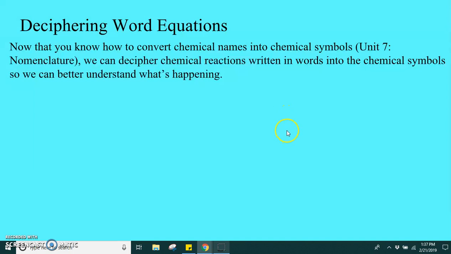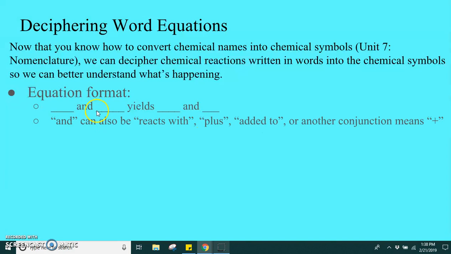So you're going to start with the stuff in words and then you have to write down what the formulas are. Our basic format is you're going to have things that react together and they're going to yield new things. So reactants yielding products. You might only have one reactant. You might only have one product. But "and" means that it's the plus sign. It means that this is reacting with this, or this and this are reacting together.